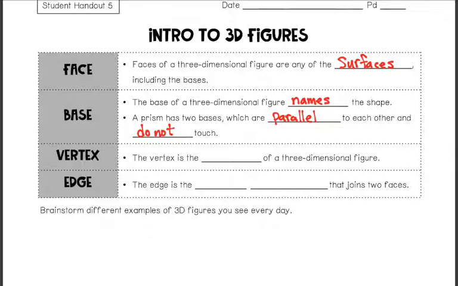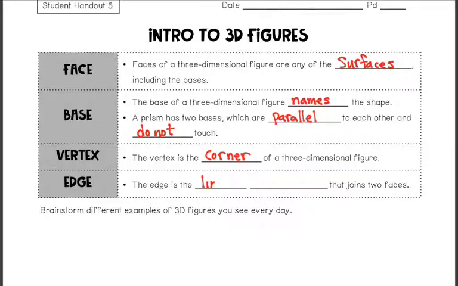Alright, vertex. You'll see me write this one as vertices. That's the plural of vertex. There's more than one. So vertex and vertices, they're the same thing. But a vertex, it's a corner of a three-dimensional figure. So it's just the corner pieces of all of the sides there.